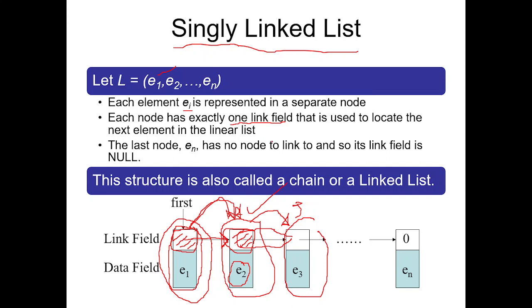So this is a singly linked list. Why is it called a singly linked list? Because each node has exactly one link field that is used to locate the next element in the linear list. Using this link field we can locate the next element, but we don't have any way to go to the previous element. If we are at E2, we don't know what the previous element is. We can only know what the next element is. So this is a unidirectional linked list.